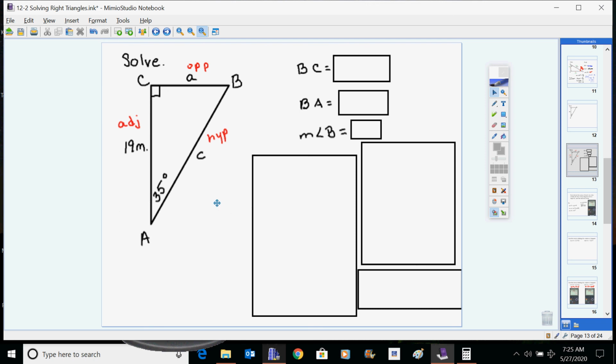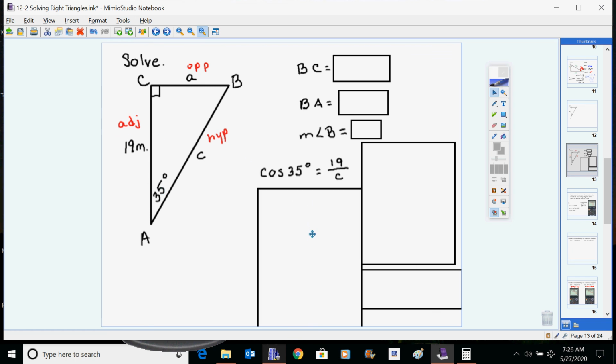All right, so let's start thinking. I've got adjacent now. Sine isn't going to help us because sine is opposite over hypotenuse. That would give you A over C, two variables, too much. So what we need to do is we think, all right, what about cosine? Cosine, adjacent over hypotenuse. That gives me just one variable. So I'm going to use cosine of 35 is 19 over C.